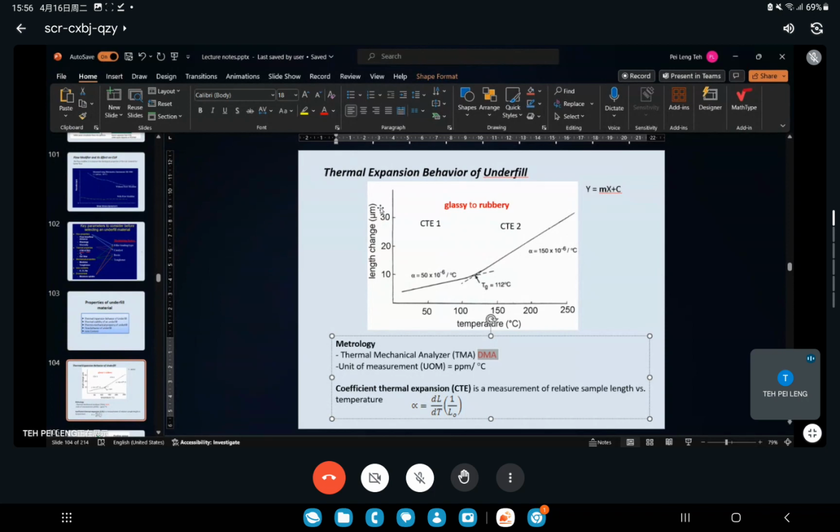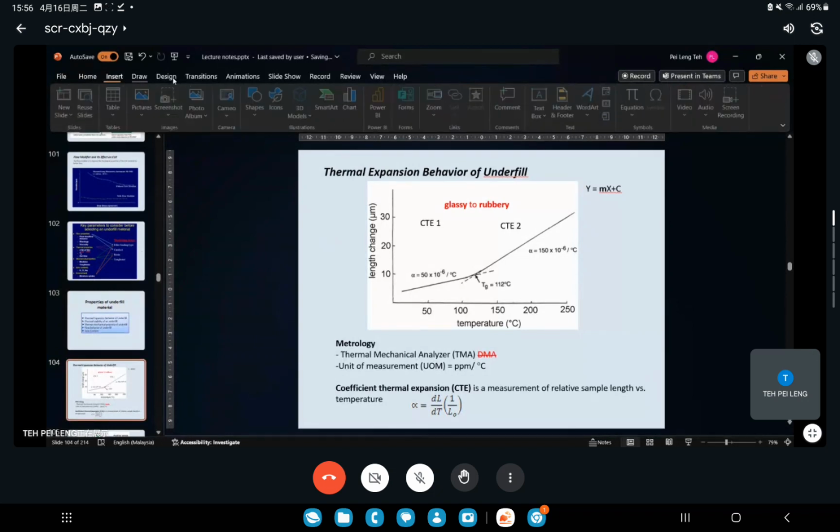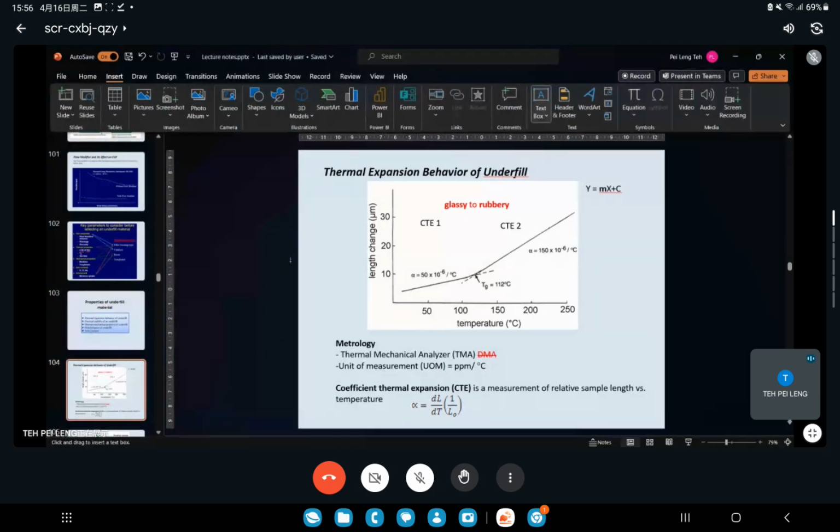Okay. And this thermal expansion behavior other than thermal expansion behavior. This DMA actually will give you, not this one, remember, not this. Not DMA, but it's TMA, T. It's T, thermal, is not dynamic. D is dynamic. This is thermal mechanical analyzer. Okay, so I say one more time.